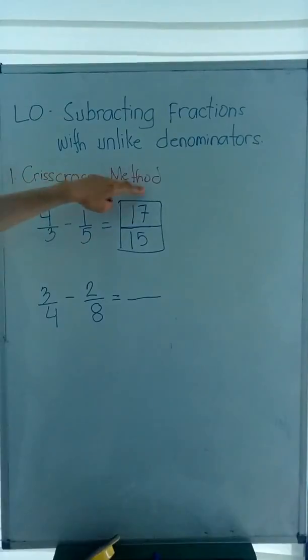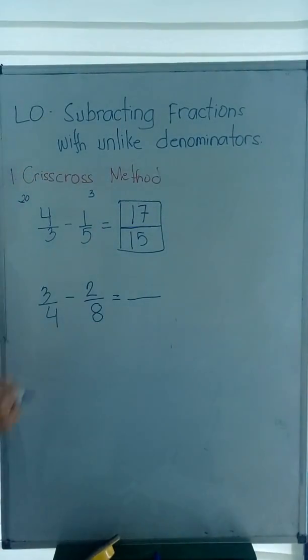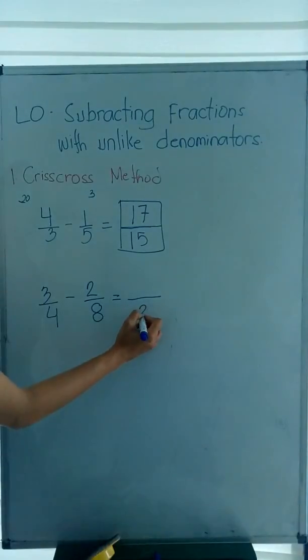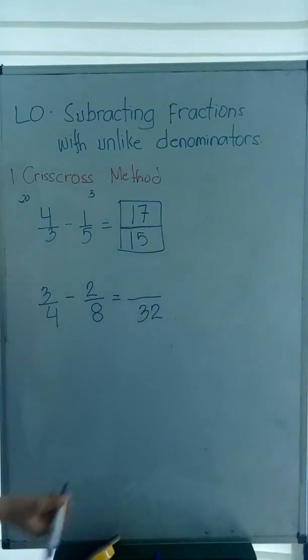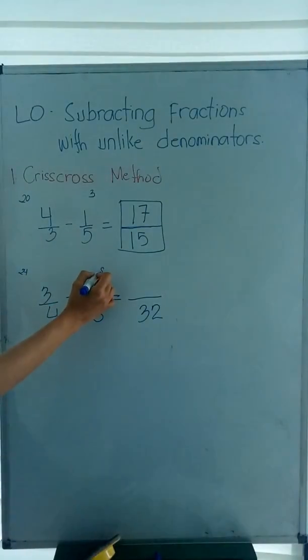So we're still using the crisscross method. You're going to multiply our denominators for step 1. 8 times 4 equals 32. Crisscross multiplication: 8 times 3 equals 24. 4 times 2 equals 8.